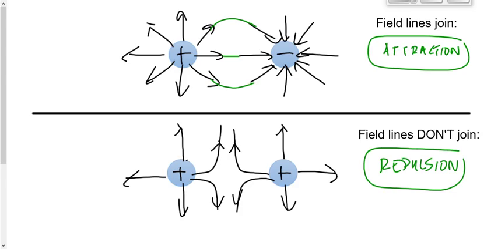So, are you going to have to remember these diagrams? Yeah, you know what? There's a good chance you will have to identify something about these diagrams on a test or an exam. But as opposed to memorizing these diagrams, let's just remember that if the field lines join, then there's attraction. If the field lines don't join, then there's repulsion. And that's going to take care of these diagrams for you and any other configuration that you might see on an exam that might be novel to you or new to you.